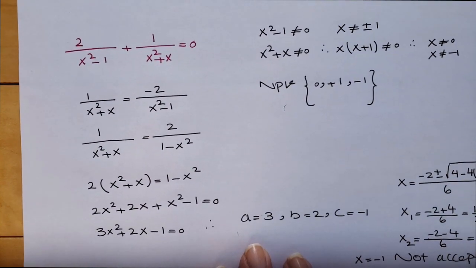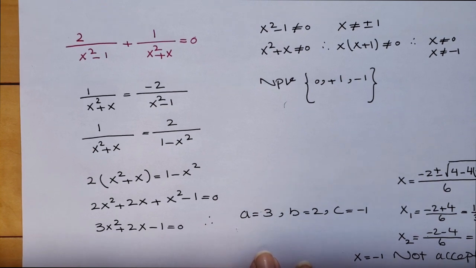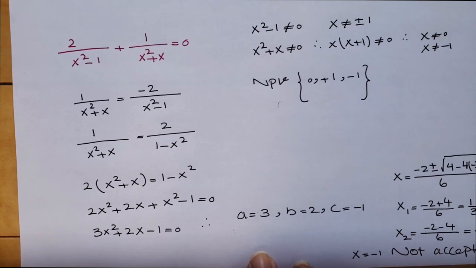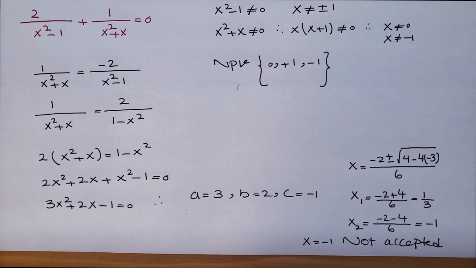I substitute it in the formula and I get two roots. One of the roots is 1 over 3, the other one is negative 1. But if you compare the roots against the NPV values, negative 1 wouldn't be accepted because it's the same as the NPV value.